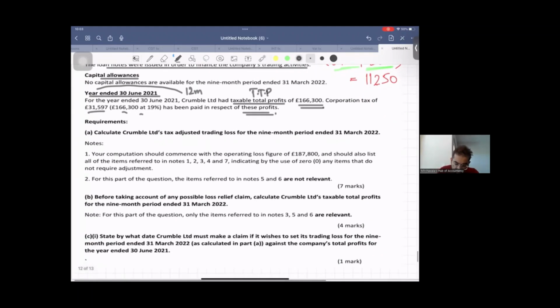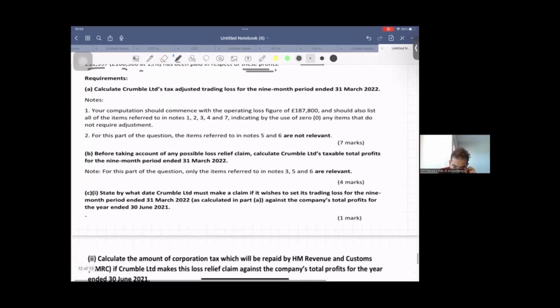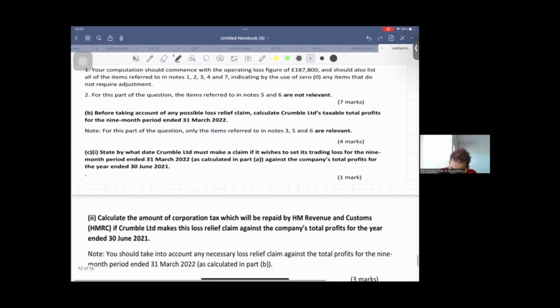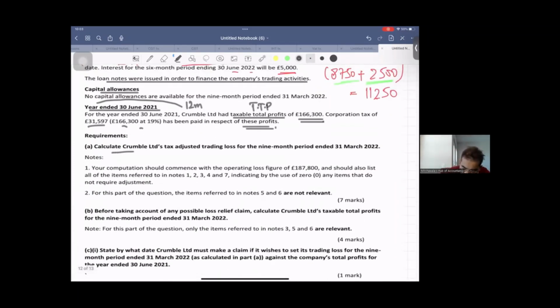Now read the requirement. There are 3 requirements in this question. Look at here. Listen. Calculate Crumble Limited tax adjusted trading loss for the 9 months period ended 31st March 2022. This is all practical requirement, allowed, not allowed. Easy requirement. Listen, your computation should commence with operating loss figure.